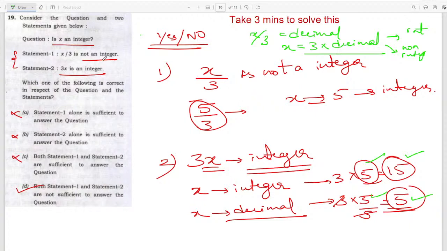So even after considering these two statements, x can still be an integer and a non-integer, that is a decimal. So we cannot say x is an integer for sure. X can be both an integer and a decimal. So clearly we cannot have a yes or no answer here with just these two statements. So the correct answer is option D. I hope this is clear. If you have any doubts, please ask.